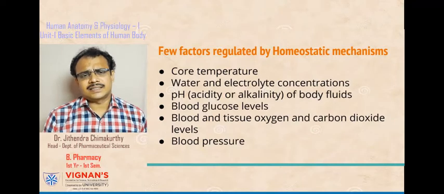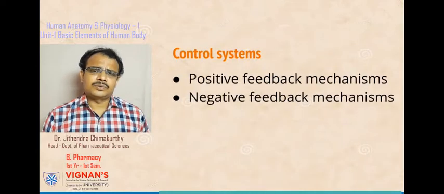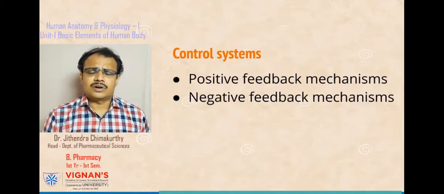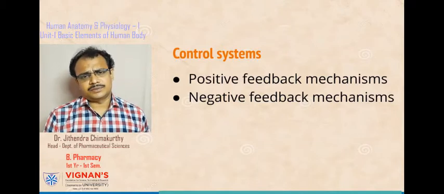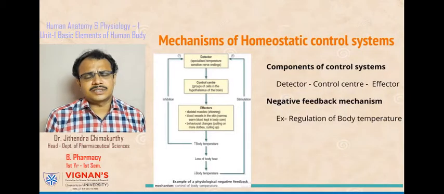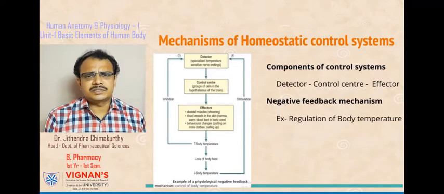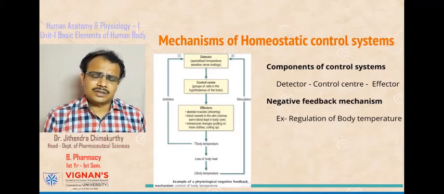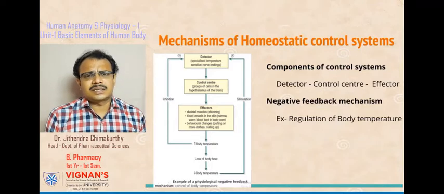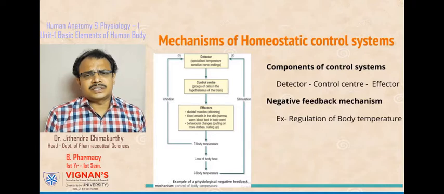And this homeostasis is maintained by control systems which function through positive feedback mechanisms or negative feedback mechanisms. Any control system has a detector, a control center and an effector. The detector will detect any changes that it observes and relay the information to the control center. And this control center will send the required input to the effector so that the observed changes are corrected.